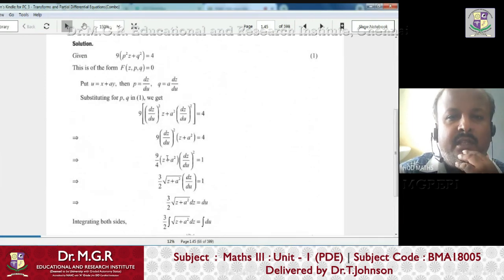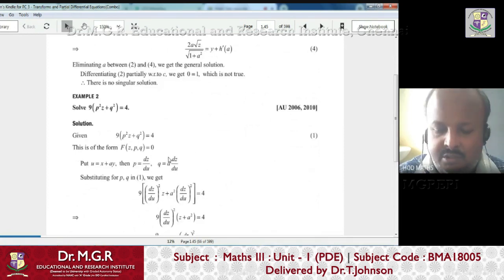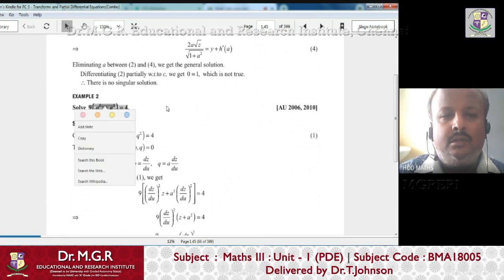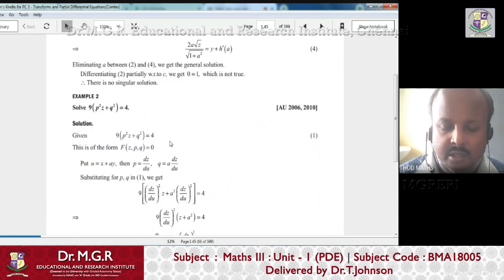I'll teach you with another example also, then only you can easily understand, right? So now we'll see one more example for the same problem. Here the problem is 9p square z plus q square is equal to 4, right? This we take. Now what you have to do, since this is of type 3, in place of q we can put ap.